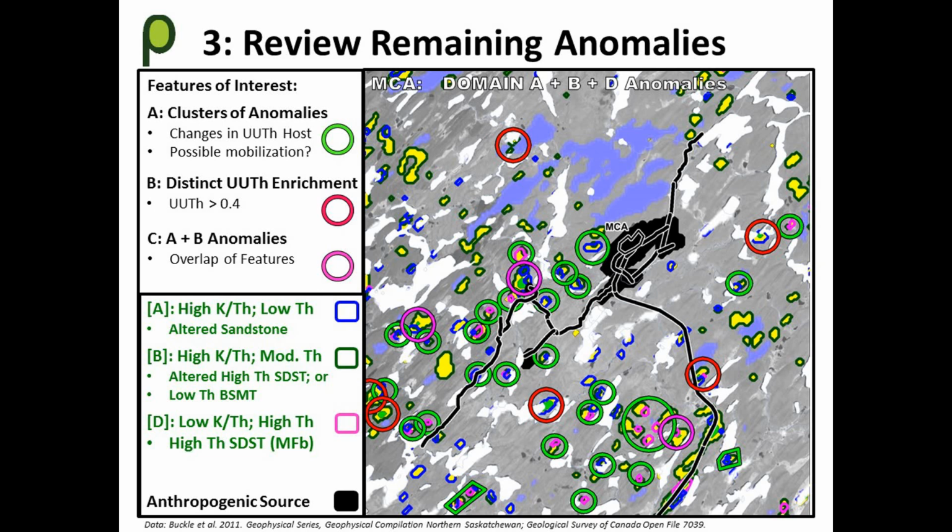So when we start circling these things, say changes in uranium and thorium host, possible mobilization, you get these green circles that I've drawn on here. Where there's distinct uranium thorium enrichment, you get a red. So I've got a bit of distinct up there, some distinct down here. Where you've got both, I've put in this pink. And this is an example right here. So the idea is to start to think about what is causing these, and could they be of value? But I've already started to reduce the number of anomalies that I'm thinking about, which is our goal, right? At least it's my goal.